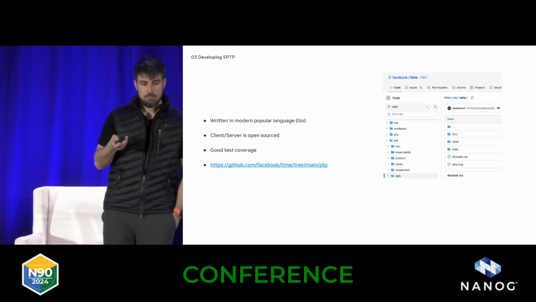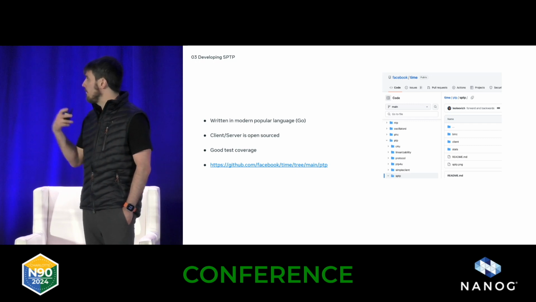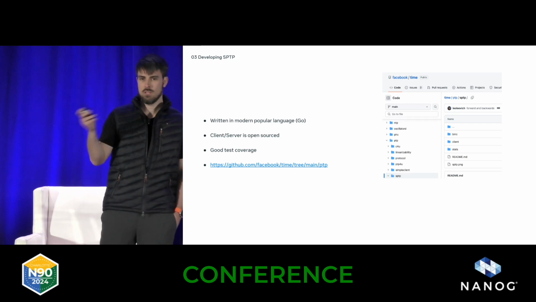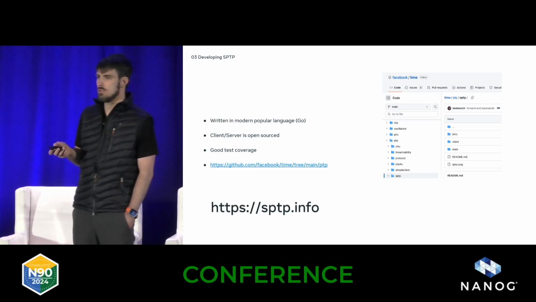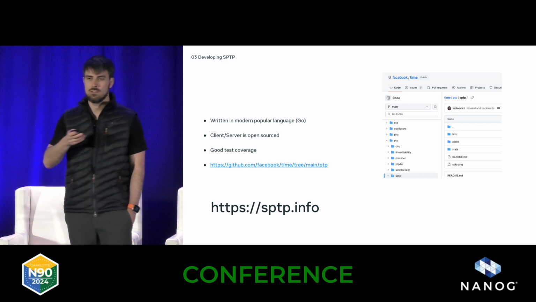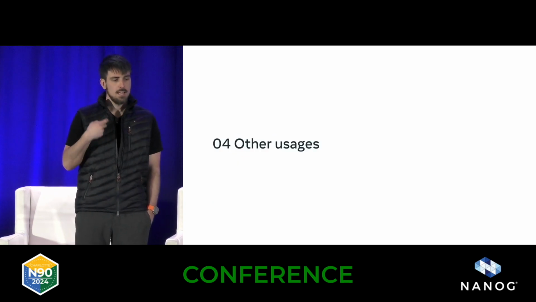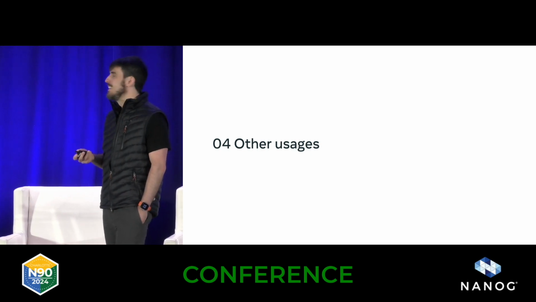In any case, everything is open sourced. You can find it on GitHub. Everything I spoke about earlier, including the time card, the hardware, the software, SPTP, everything is on GitHub. For SPTP in particular, you can just go to sptp.info as a shortcut to get to our GitHub libraries. So the last thing I wanted to talk about is a bonus section.